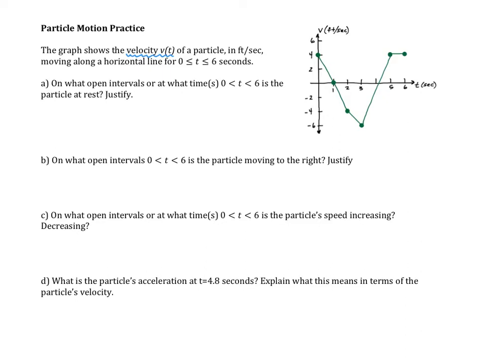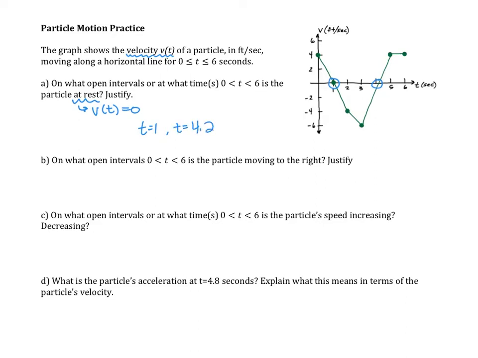So what does it mean to be at rest? Well, we know that if a particle is at rest, the velocity is 0. So do I need to do anything different with this graph at all? And the answer is no. I have this graph. I can see where it's equal to 0, and I can see that it is when t equals 1, as well as when t equals 4.2.